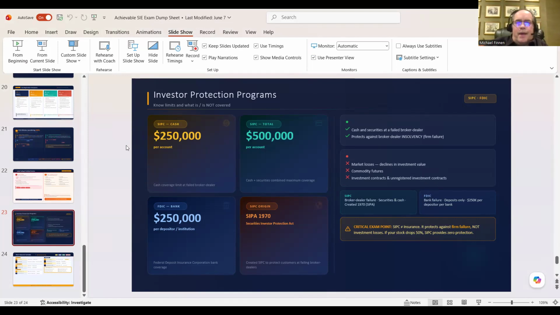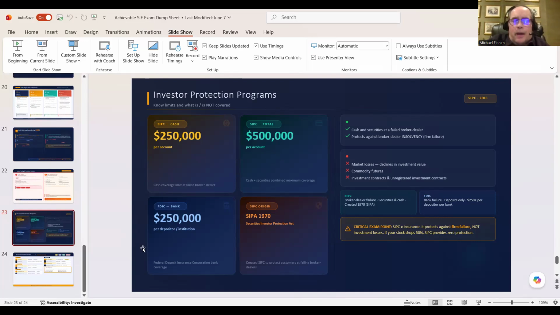So just quickly, we have SIPC. SIPC is about if you have a brokerage account that fails. Again, this does not protect you against bad investments. It only protects you against a broker-dealer defaulting, falling down. The way it works is if you have an account, up to $500,000 in securities is totally protected. Out of that 500, they'll protect up to 250 in cash. So SIPC is $500,000 in securities, and up to 250 of that can be in cash.